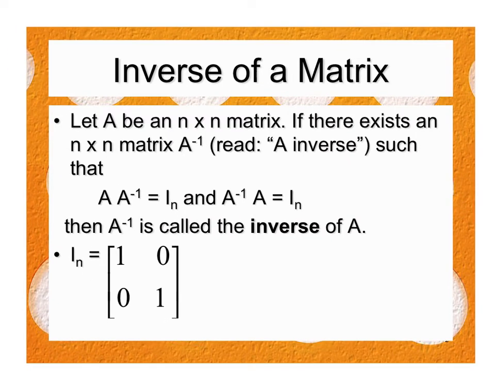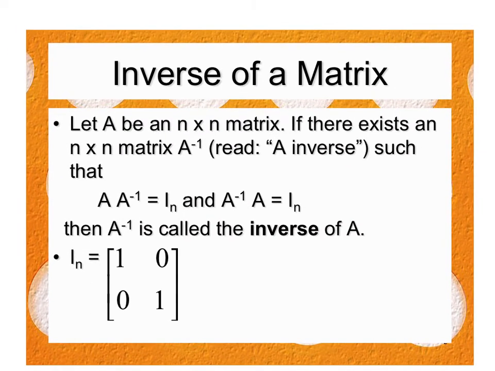The inverse of a matrix: if we call the matrix A, and it is an n by n, which would mean the same rows, same columns, that's your square matrix, then there exists another n by n matrix that is A to the negative 1, so the notation is to the negative 1, and what that means is the inverse. So this is the notation for the inverse of matrix A.